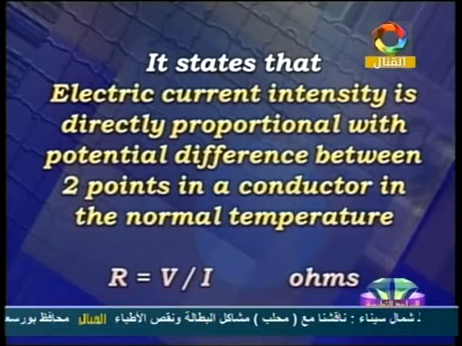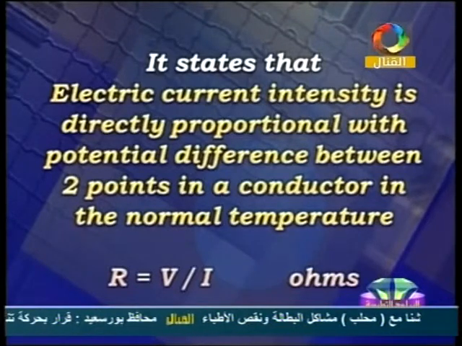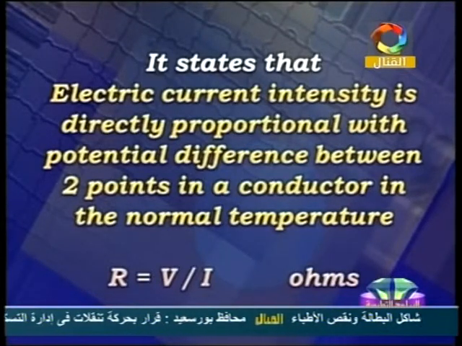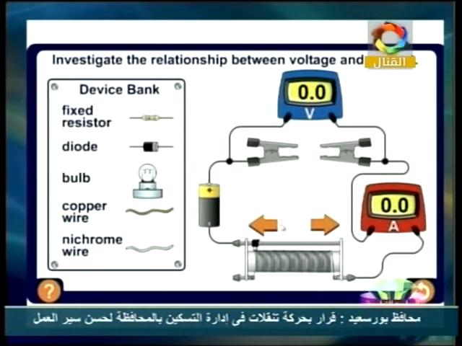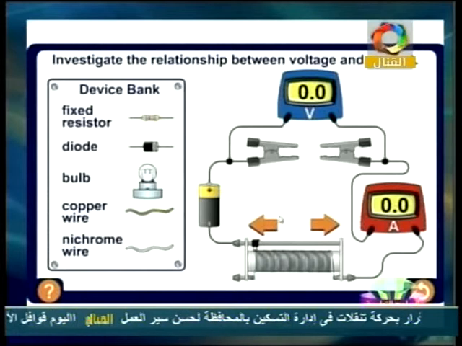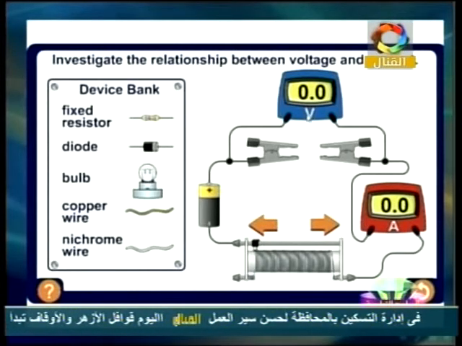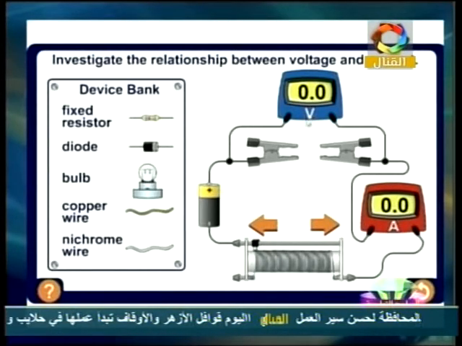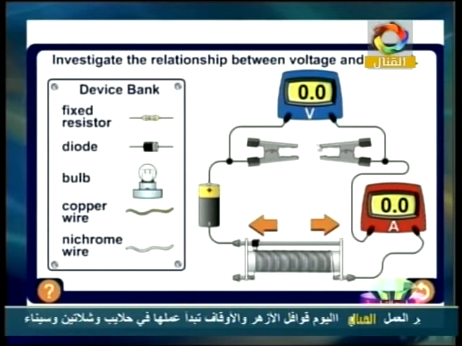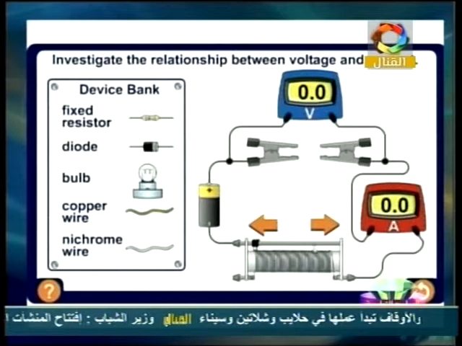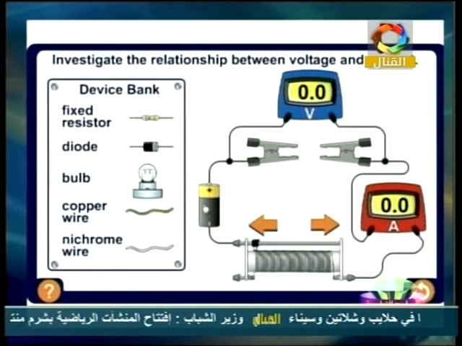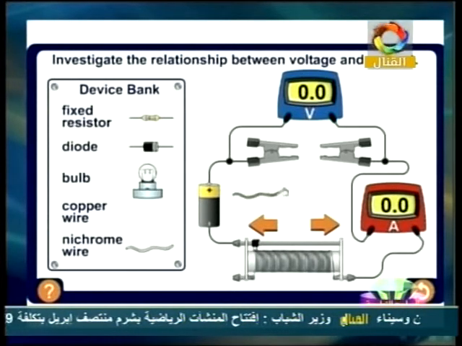And we have the rule here, R equals V divided by I. What is meant by this? Let's go and see. Here we have our circuit again. Here we have the V, which means voltmeter, and here we have an ammeter. And this one is called a rheostat. So here we have the electric copper wire.